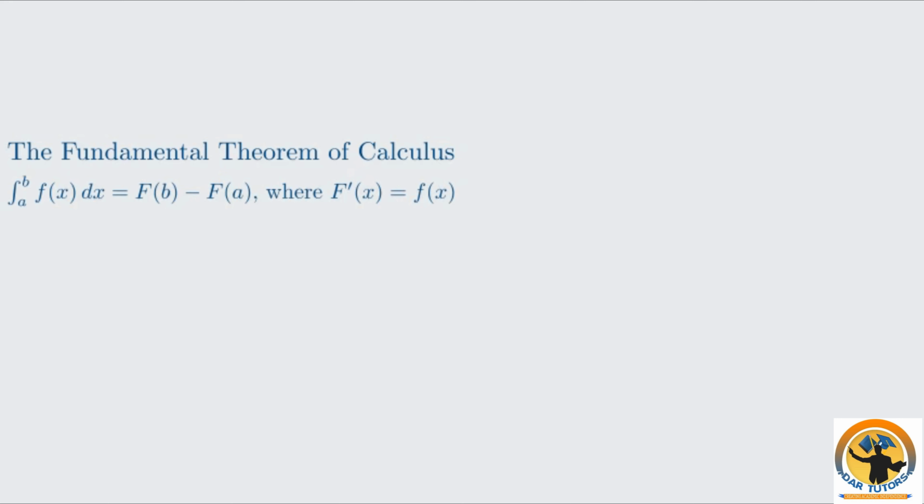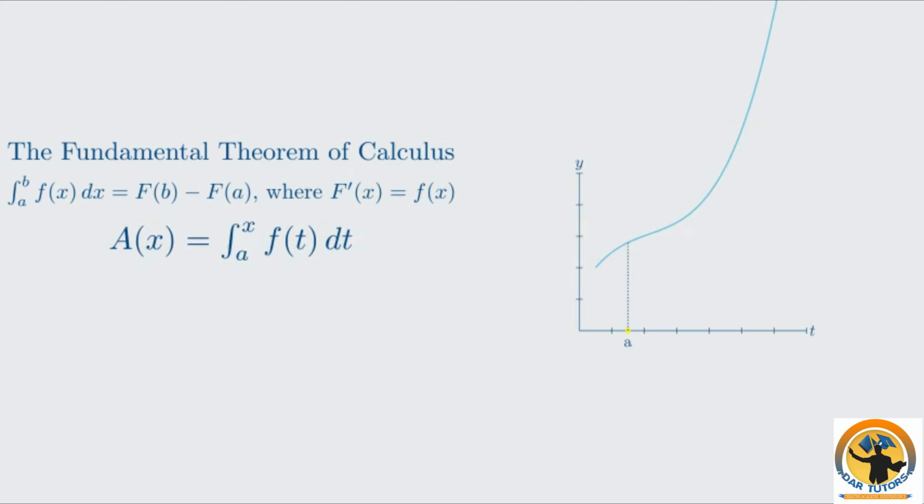Consider an area function, A of x, which gives the area under the curve y equals f of t from a to x. So A of x is the integral from a to x of f of t dt. Now, let's think about the derivative of this area function, A prime of x. This derivative represents the instantaneous rate of change of the area at x. Imagine a narrow strip of width h at x. The area of this strip is approximately the height of the function at x, which is f of x, times the width h. The change in area is A of x plus h minus A of x.